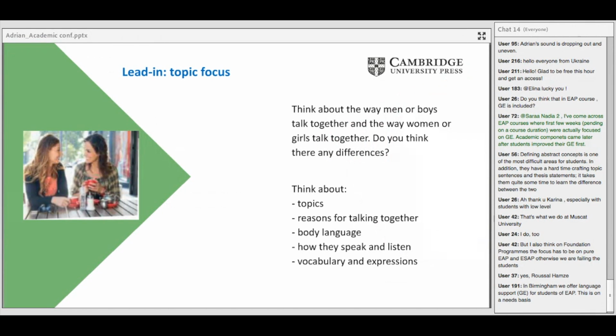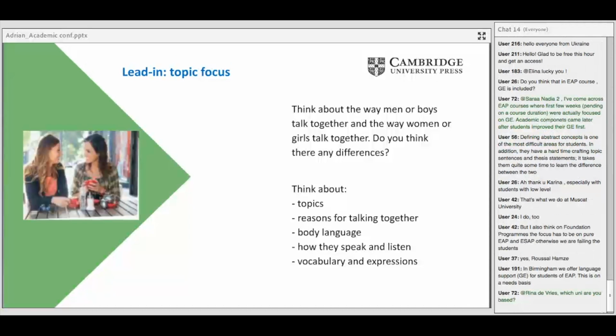So a way that this might work is that you might, again, start off with the topic focus. So think about the way men or boys talk together, the way women or girls talk together. Do you think there are any differences? And get this guided a bit, talk about topics they talk about, reasons for talking, body language, how they speak, how they listen, vocabulary and expressions. Of course, a lot of research has gone into this, so it's an academic area of study, but students also, of course, have their own personal experience of this, which they can draw on anecdotally.